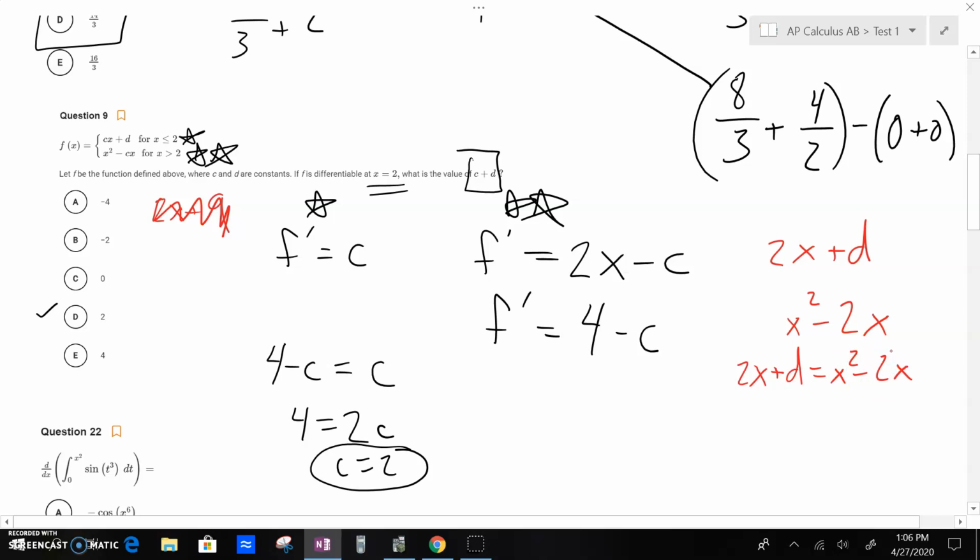And so, again, absent an x value, it's a little trickier to solve. But with the x value, you just put a 2 in there. So there's 2 times 2, that's 4. 2 squared is 4. And then minus 2 times 2. So it'd be 4 plus d equals 4 minus 4, which is 0. So d equals negative 4. So then I've got d is negative 4. I've got c is 2.